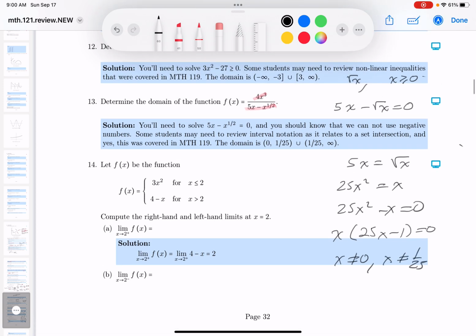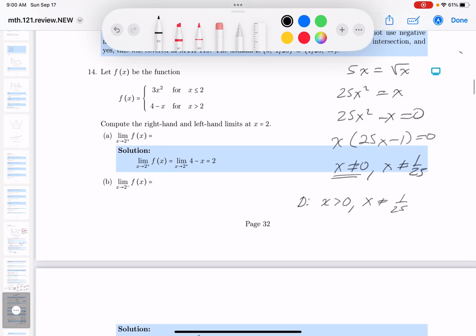So I'm looking at this over here, and this has to be updated. It can't be 0. So let's write this down. I'm going to say the domain of this problem, the x must be greater than 0. Again, x cannot be equal to 1/25. If you want to write it down in interval notation, what's it going to look like? 0 up to 1/25, don't touch, union 1/25, off to infinity.